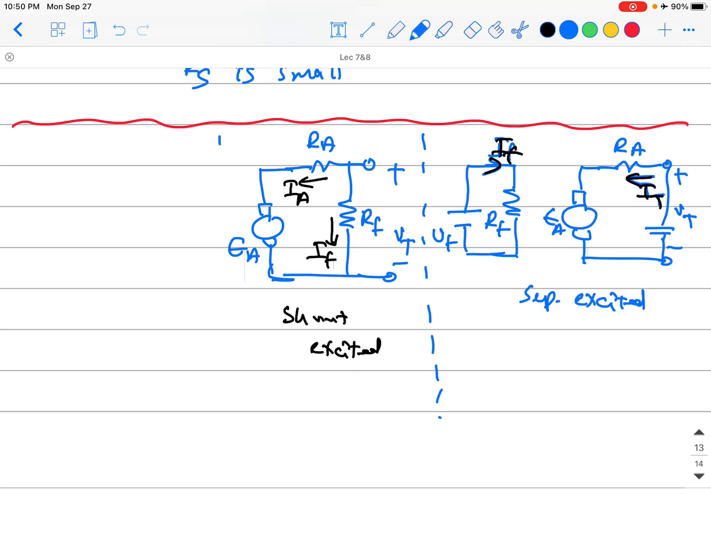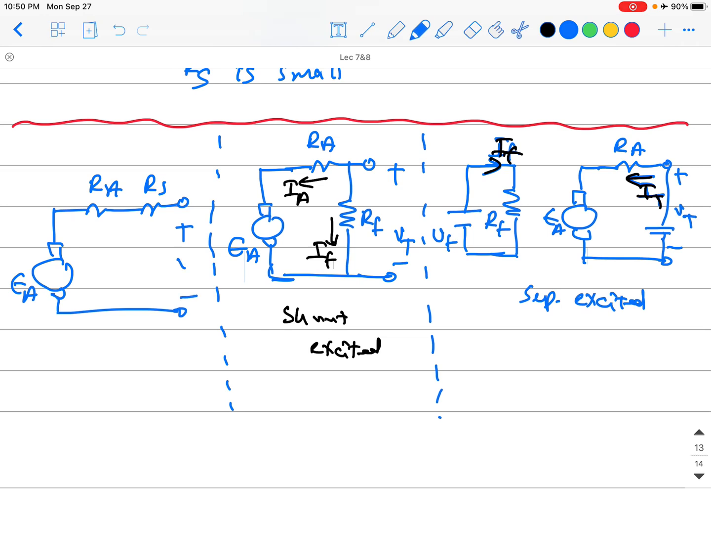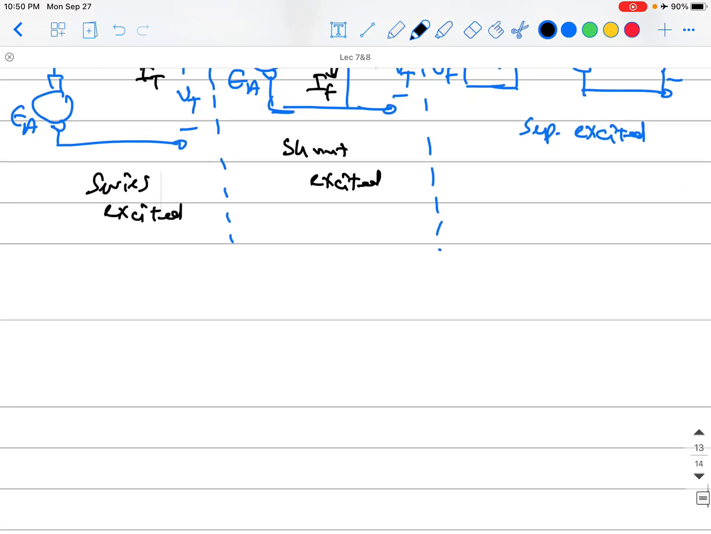Okay, and for series excited we will have RS and RA in series, and that is EA, and that's the plus minus terminal voltage, and here will be just I terminal or I armature or I field. They're all the same. That is series excited. Okay guys, so those are the three different connections you will have for the field and armature winding for this kind of machine.